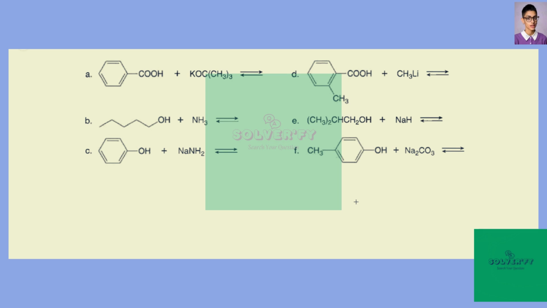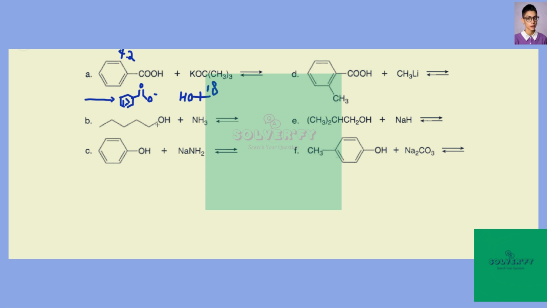So if you start with A, we have this carboxylic acid and we have this potassium tert-butoxide, so we have an acid-base reaction to form this benzoate conjugate base and protonate the potassium tert-butoxide to its alcohol form. Now, if we look at the pKa's, the pKa of our starting acid is around 4.2, while our now conjugate acid is 18. So because the conjugate acid has a greater pKa, the equilibrium will favor the products.